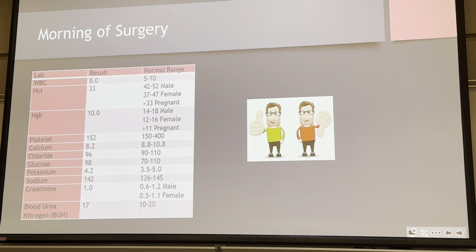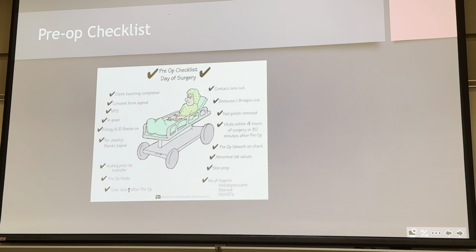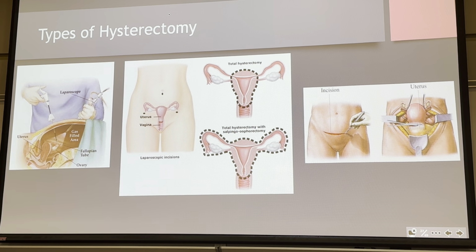All right, so we do all the things we're supposed to do, and this is her lab work on the morning of surgery. Her previous H&H was 7.6 and 24. Do we feel like she is safe to go to surgery at this point? Yes, very good. There is your pre-op checklist, should you need a refresher on it from 113. I'm not gonna go over it, but that's what we would need to do to her before we got her ready for surgery. But let's talk about types of hysterectomies.